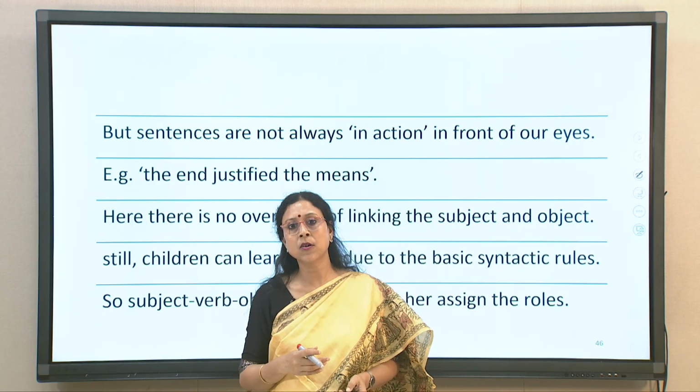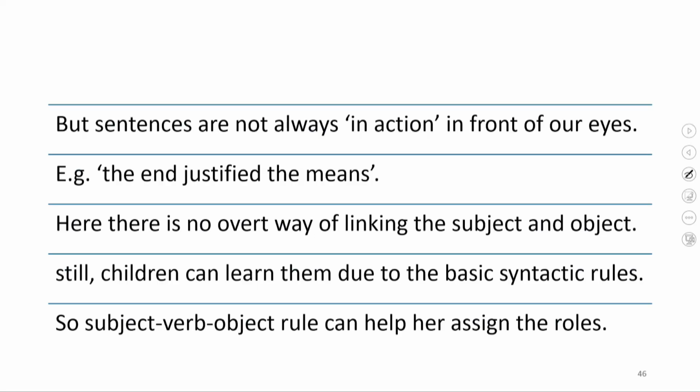But sentences are not always in action in front of our eyes. For example, the end justified the means. Here there is no way of linking the subject and object, because all of these are abstract notions. Only concrete things can be seen, abstract ideas cannot be seen, but still children do learn these syntactic rules as well.